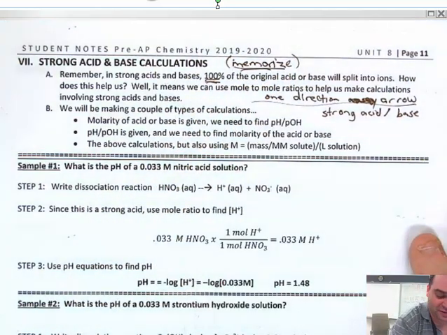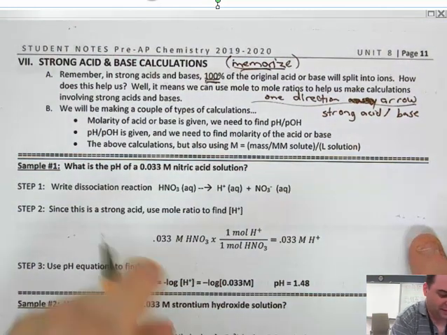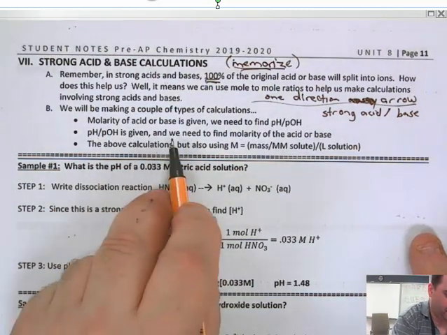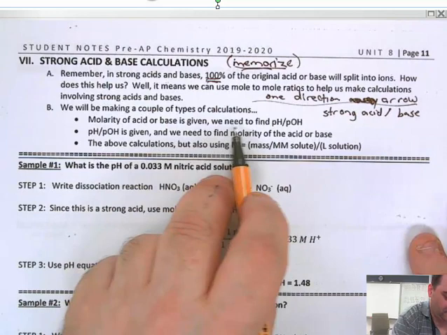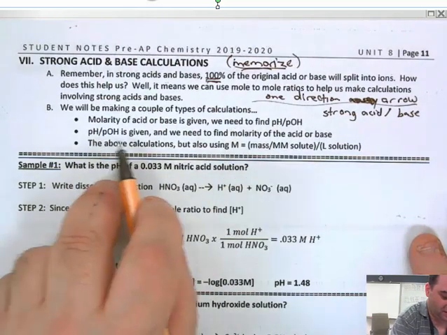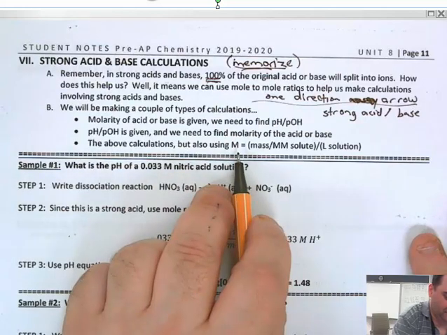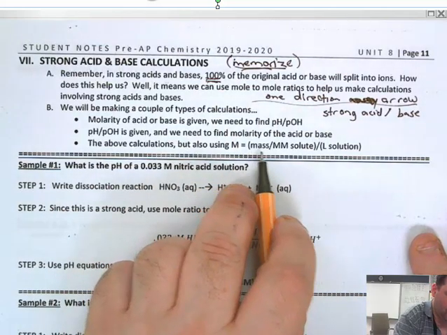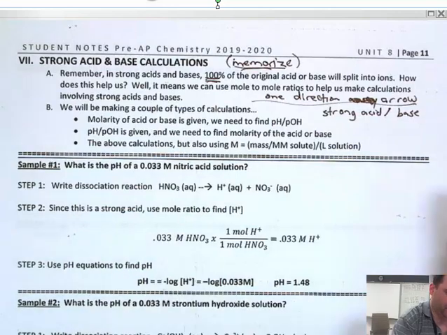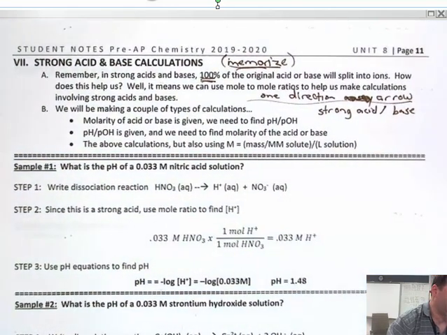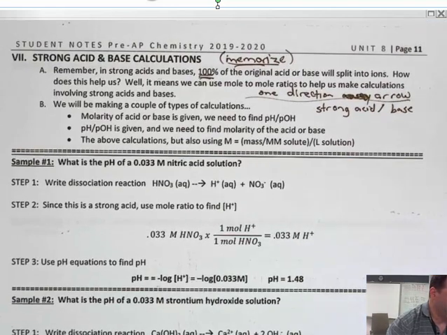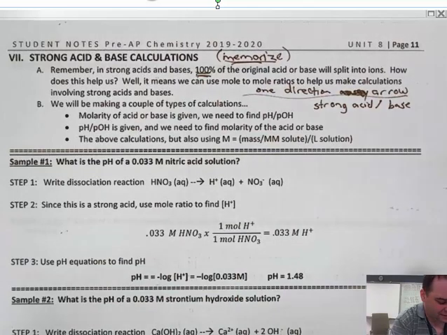There's a different method that you'll eventually learn. We will be calculating the molarity of the acid. We will need to find the pH and the pOH. Sometimes pH and pOH are given, and we're going to have to find the molarity of the acid and base. We're going to have to use the molarity formula, which remember is moles over liters of solution, sometimes. Okay, so nitric acid here.